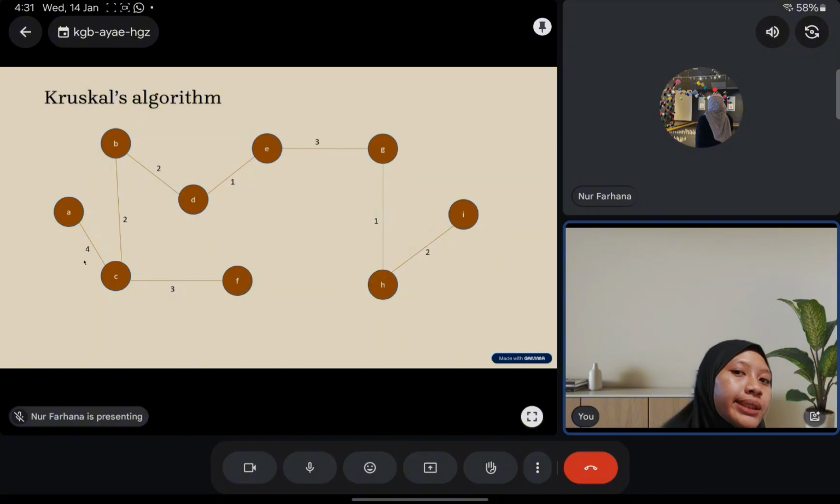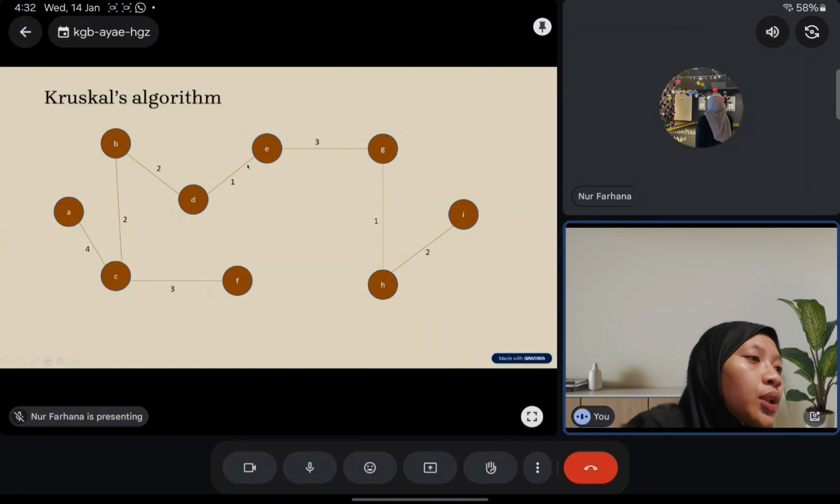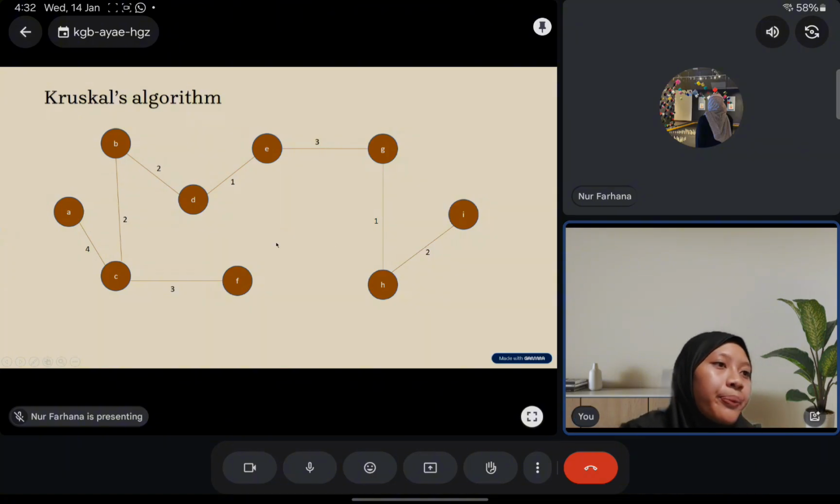It is in order of cost from 1 to whatever number is the most minimal, but can connect all the vertices.